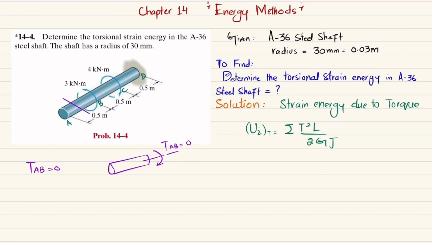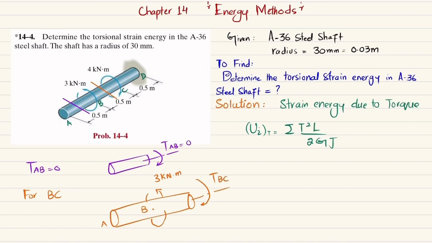Now when you cut it along the length BC and draw the free body diagram, for BC the shaft will be like this. If I draw it like this, this is point A, this is point B. And you can see that at point B you have a counterclockwise torque. This is 3 kilonewton meter, and this is the axis. So in order to balance it, we will have a clockwise torque, and this clockwise torque will be equal to TBC, and this TBC will be equal to 3 kilonewton meter, but in clockwise direction. So net torque in portion BC is 3 kilonewton meter.